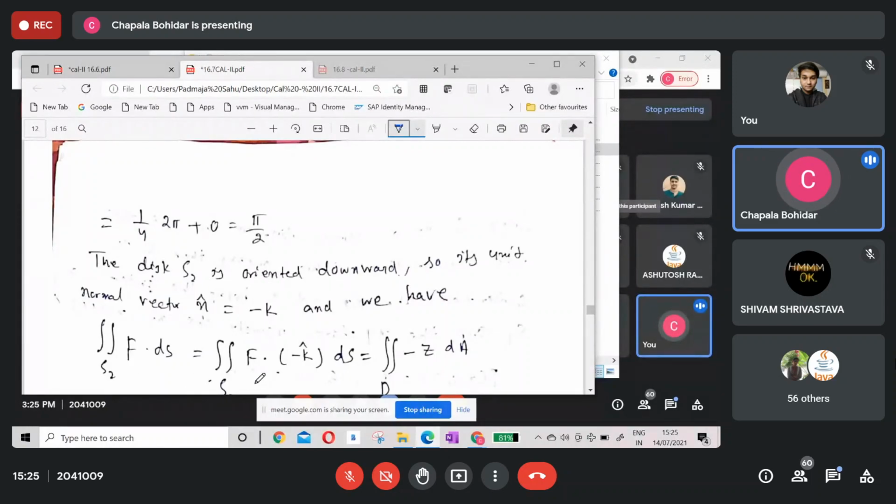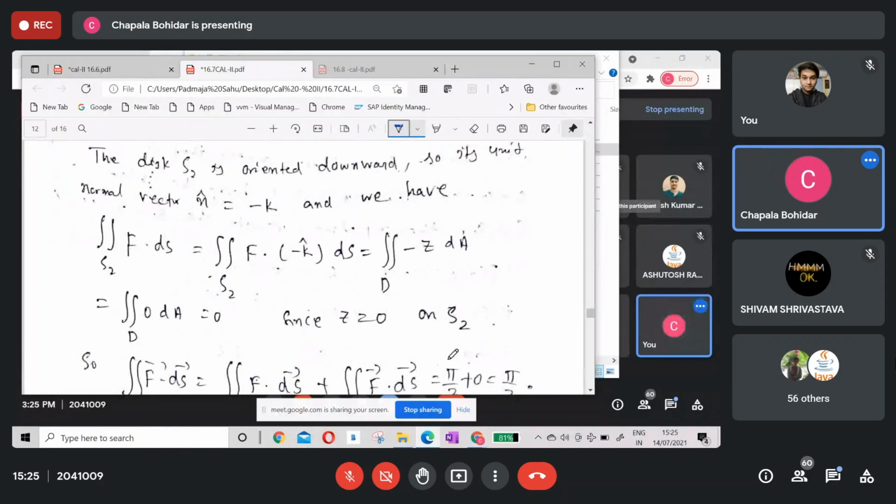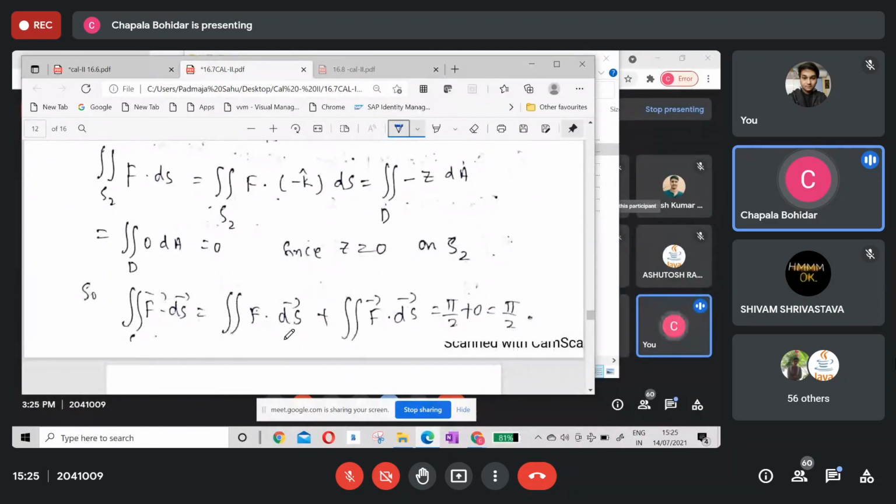And F dot dS here is F dot minus k dS. We can write F as y i plus x j plus z k, so we only get minus z dA. But on the plane the value of z is equal to 0, so it is 0 dA, and we get 0. So the integral over S2 is 0. Now F dot dS over S is the integral over S1 plus S2, that is pi by 2 plus 0, which is pi by 2.